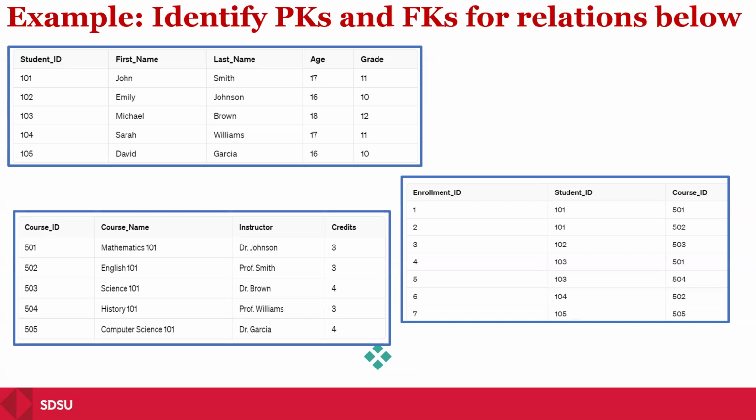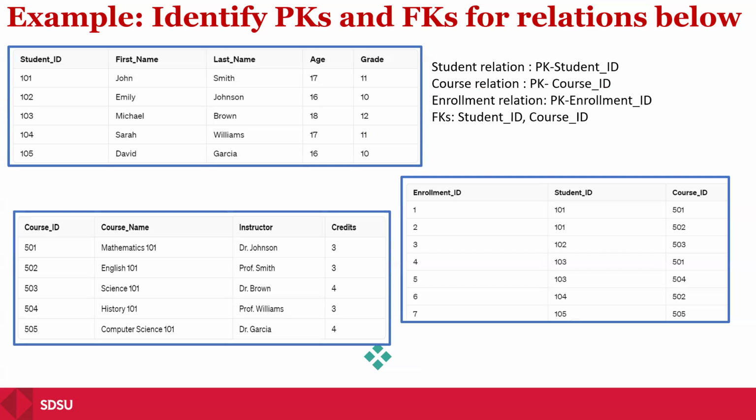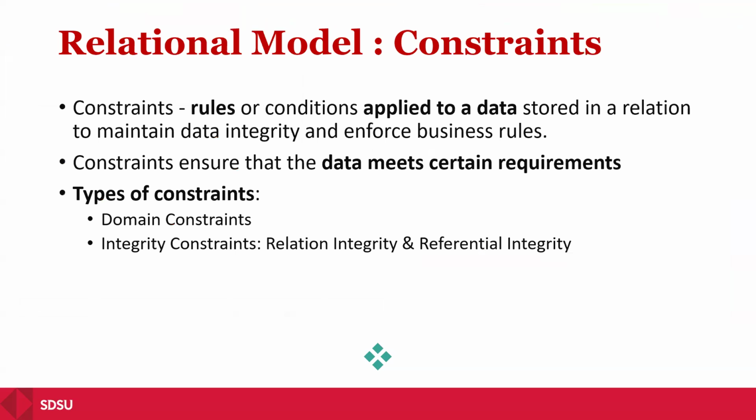All right. Hopefully you got it right. So here we have a student relation with the primary key student ID. We have a course relation with the primary key of course ID, and we have an enrollment relation that has a primary key of enrollment ID and foreign keys of student ID and course ID. That allows us to connect those three relations together.